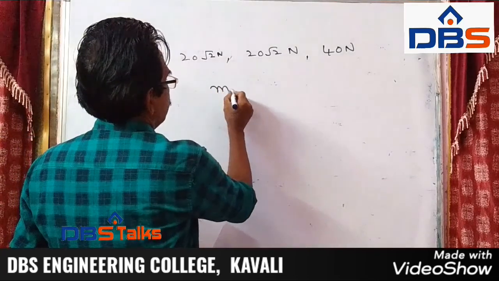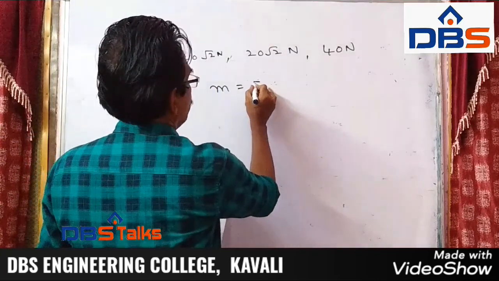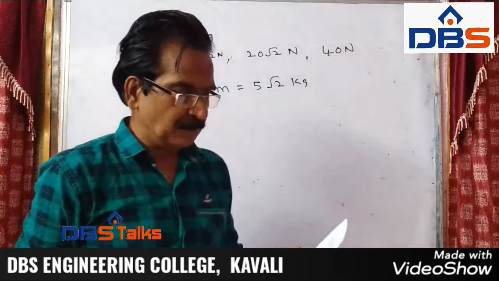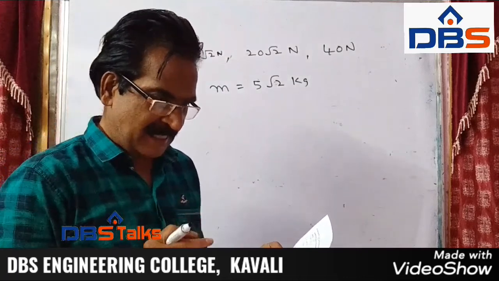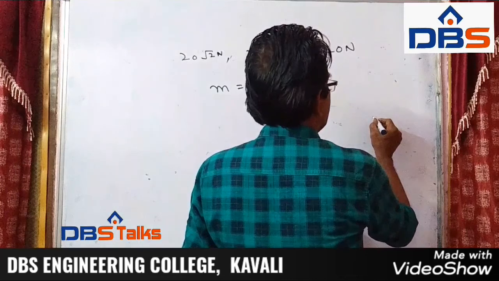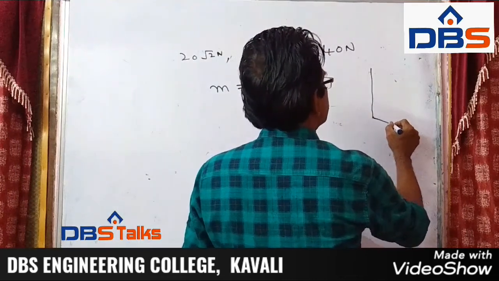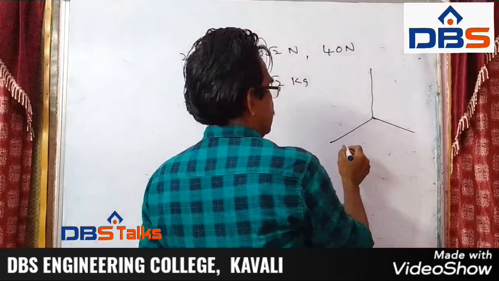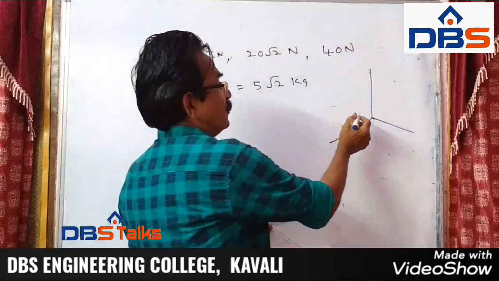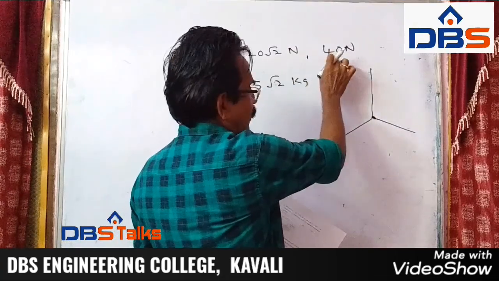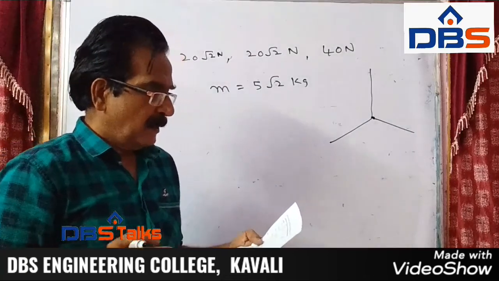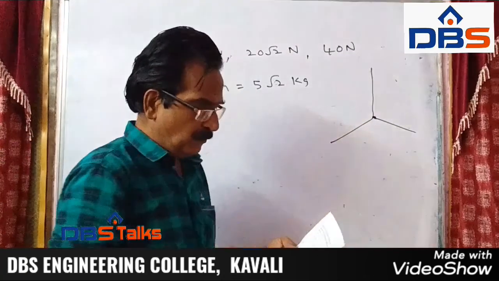So the mass of the body is 5 root 2 kg. It is at rest at the origin. So along the XYZ axis, three forces are applied on this body. The weight of this body is 5 root 2 kg.